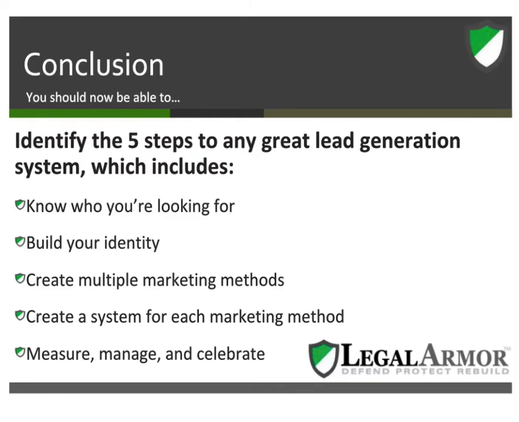In conclusion, you should now be able to identify and speak to the 5 steps to any great lead generation system, which includes: know who you're looking for, build your identity, create multiple marketing methods, create a system for each marketing method, and measure, manage, and celebrate.